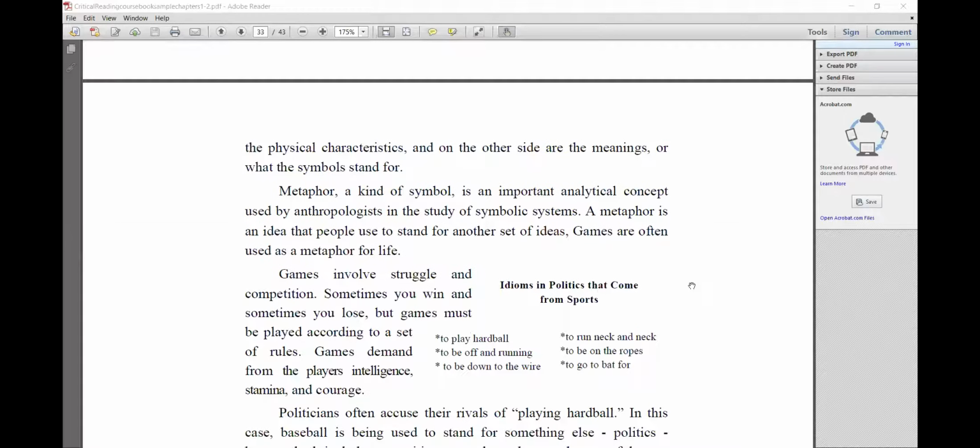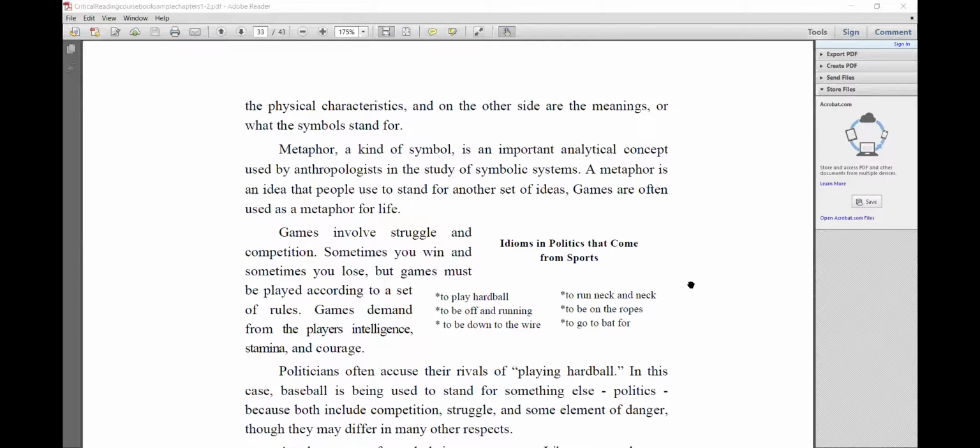Continue करें. Metaphor, a kind of symbol, is an important analytical concept used by anthropologists in the study of symbolic systems. A metaphor is an idea that people use to stand for another set of ideas. Games are often used as a metaphor for life.